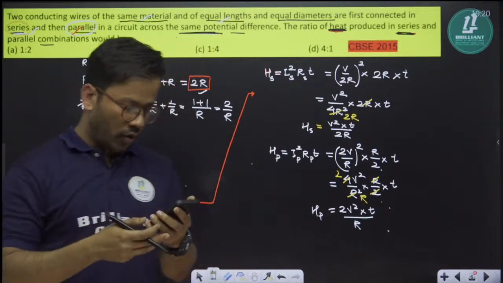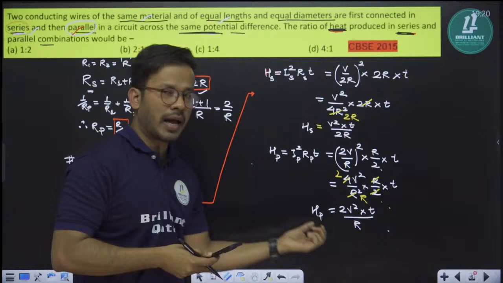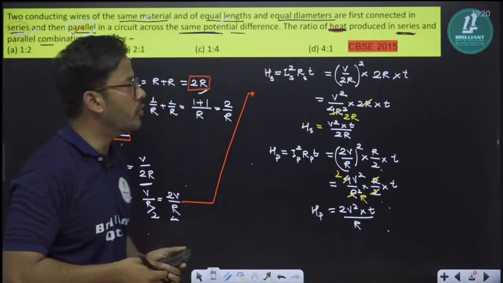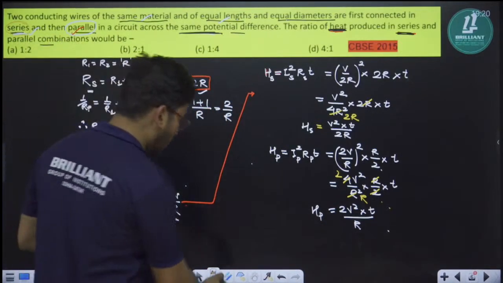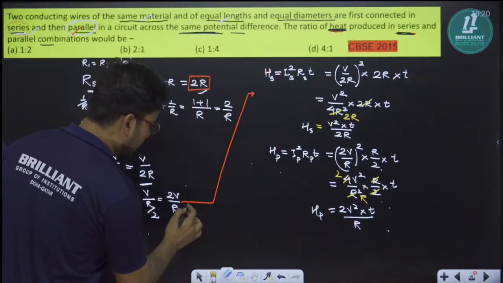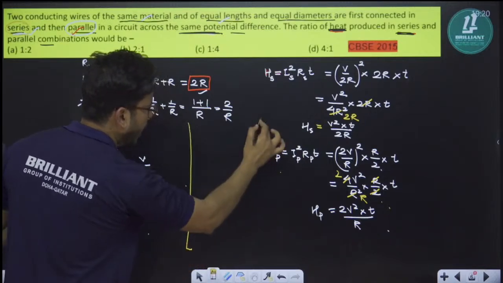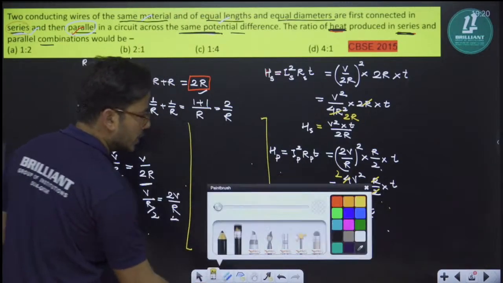Are you guys getting me so far? All right. You are getting me heat in series, this is the value. Heat in parallel, this is the value. All right. Now you start figuring out the ratio. So let me start figuring out the ratio of both. So I will take the ratio in this central part. See how I am taking it.